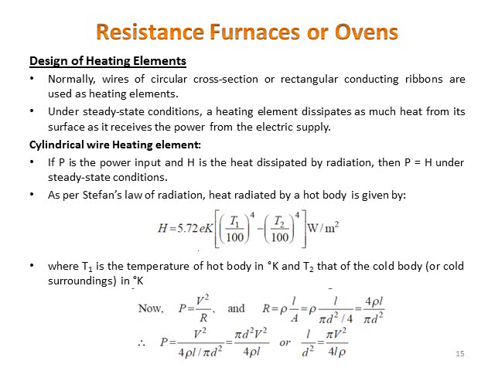Now the power dissipated P is equal to V square by R, and R is equal to rho L by A, that is rho L by pi d square divided by 4, where A is equal to pi d square by 4, so R will be equal to 4 rho L divided by pi d square. So P is equal to V square divided by 4 rho L divided by pi d square. So this will be pi d square into V square divided by 4 rho L. Equation 1.